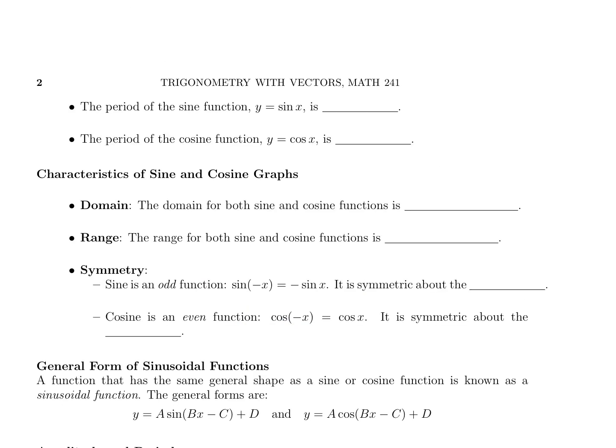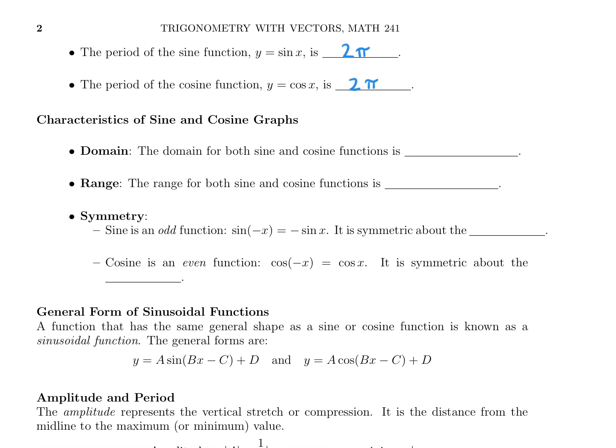So the period of the sine function we just saw is 2 pi. The period of the cosine function was also 2 pi. The domain for both sine and cosine functions, in both of these cases, is going to be -infinity to +infinity. And the range, if you go back to the graph, would be, let's write that, inclusive -1, comma, +1, inclusive.